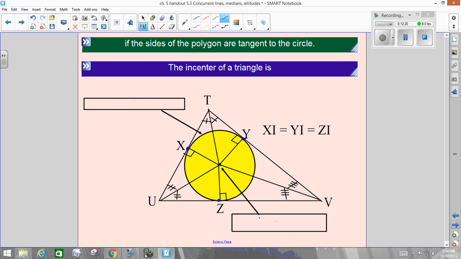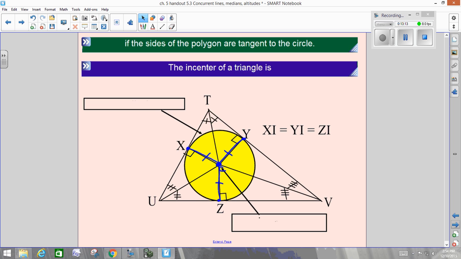The circle's inscribed. What's happening to the angles of our triangle? Do you see the angles? What's happening to them? They're getting bisected, right? Okay, so that would mean, if I call this point C, TC and UC and VC are all angle bisectors. Look up at theorem 5.7. It says that the angle bisectors are concurrent at a point that is what? Equidistant from the sides. So that would mean CY, CX, and CZ are all congruent. The angle bisectors of the triangle meet at a point that's the same distance to each side of the triangle.